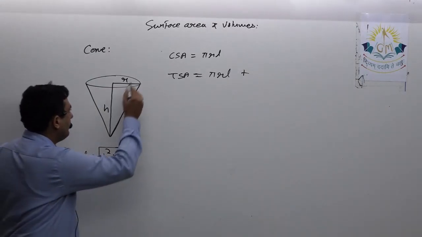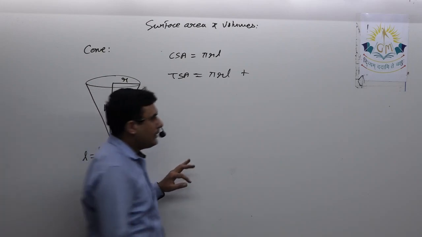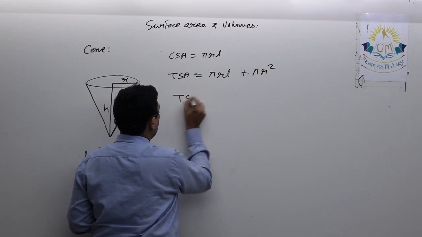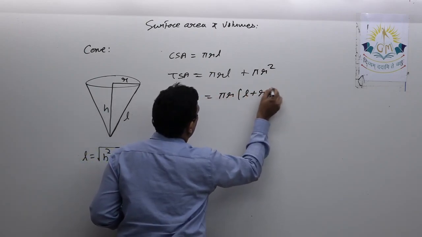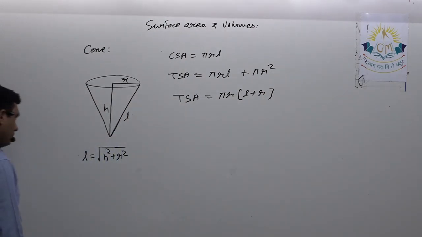Yes, there is a flat surface, and this is circular in shape, so its area is pi r square. So pi rl plus pi r square gives you the total surface area. If I take pi r common, pi r (L plus r), this is the total surface area of the cone.